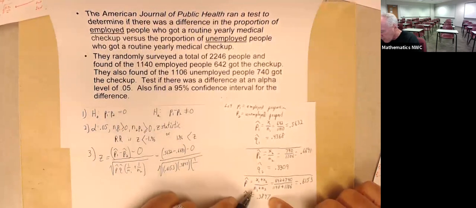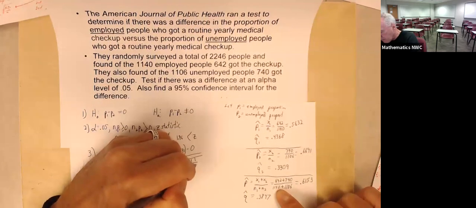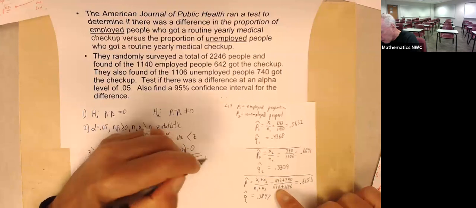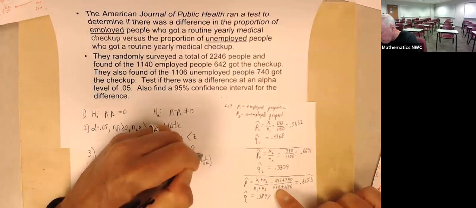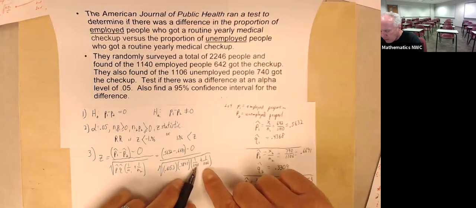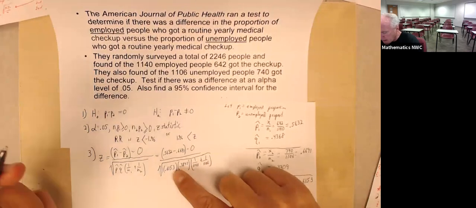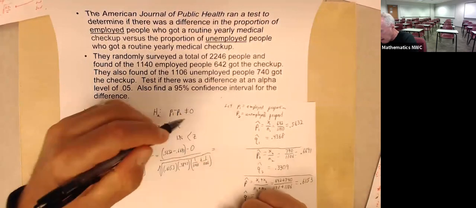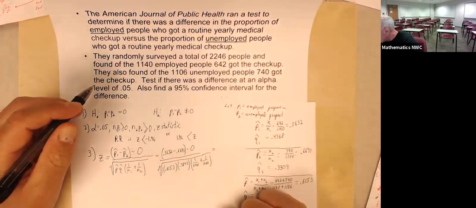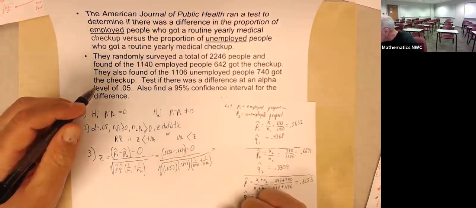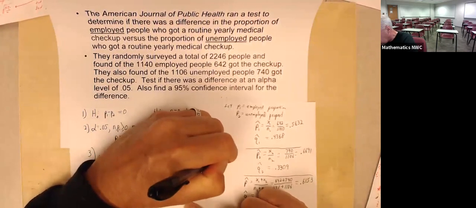1 over the size of the first sample, 1140, plus 1 over the size of the second sample, 1106. So you would add the fractions together, take it times this factor times this one and take its square root. Divide that into the difference in the numerator. When you do that, you end up with a Z-score that turns out to be a negative 5.557.